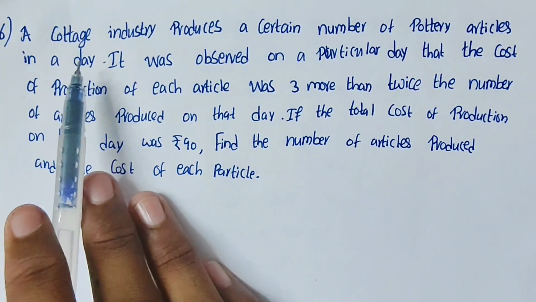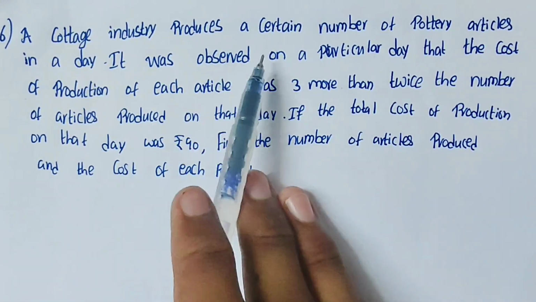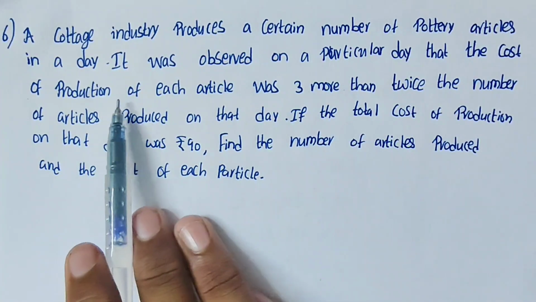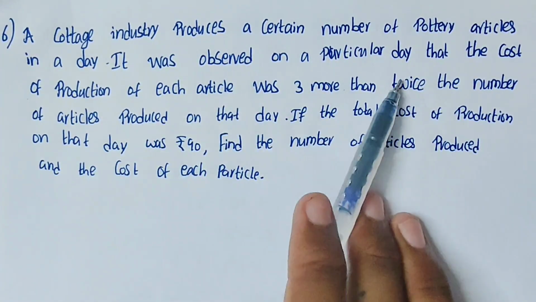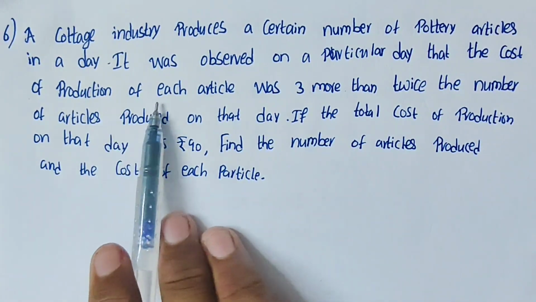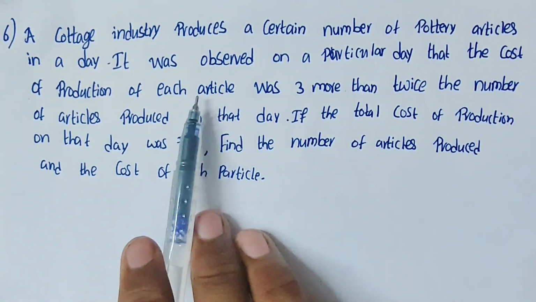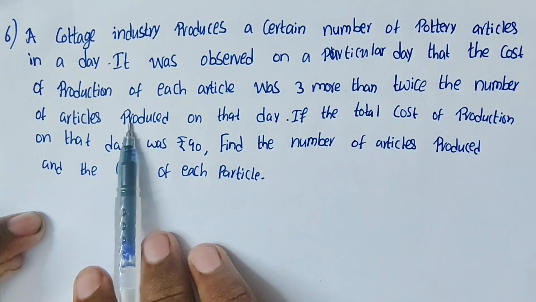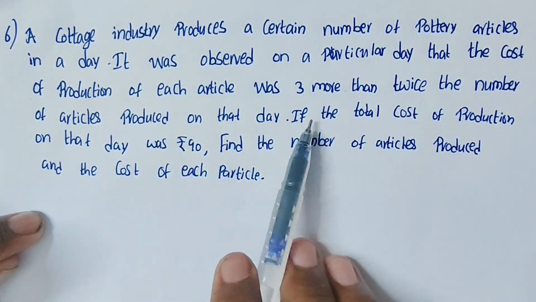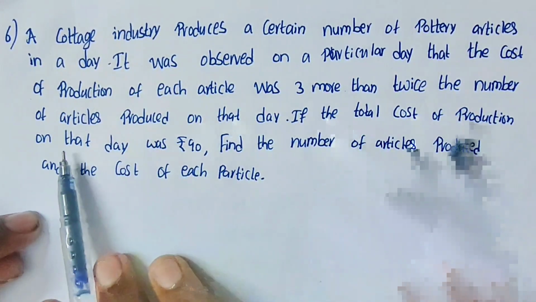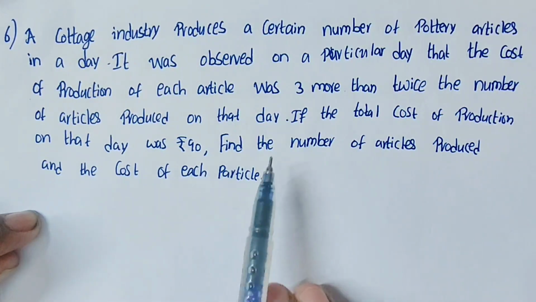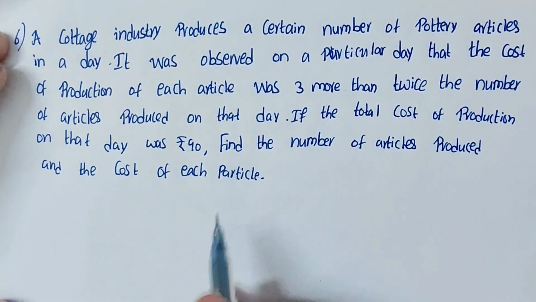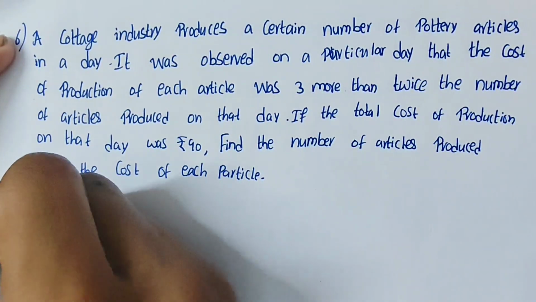So here the 6th problem is: a cottage industry produces a certain number of pottery articles in a day. It was observed on a particular day that the cost of production of each article was 3 more than twice the number of articles produced on the day. If the total cost of production on that day was 90 rupees, find the number of articles produced and the cost of each article. Let us solve it.